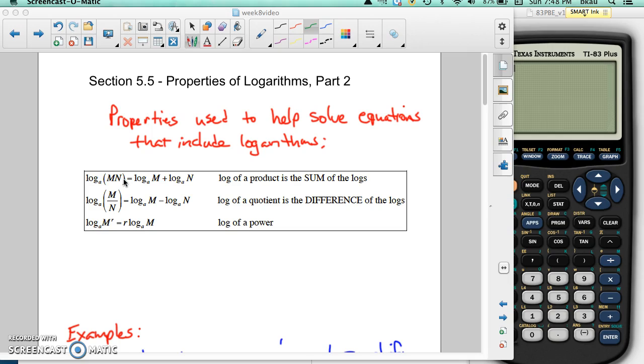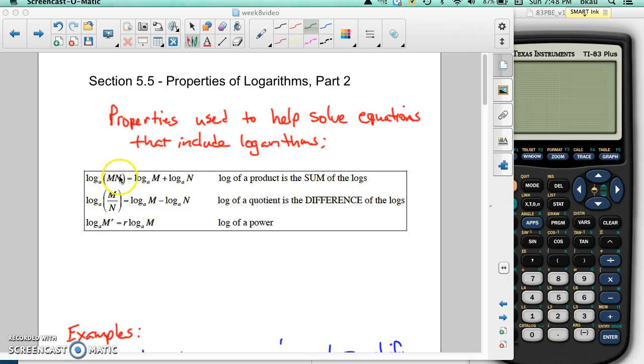So if we have multiple logarithms here, we can make it into one logarithm. So we're going to be able to use this property to write it this way. So we have 3 properties. We have a multiplication property. So if we're multiplying 2 values in a logarithm, that's the same as adding the 2 logarithms together.